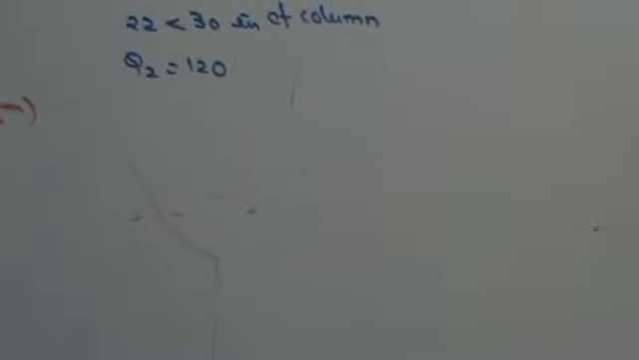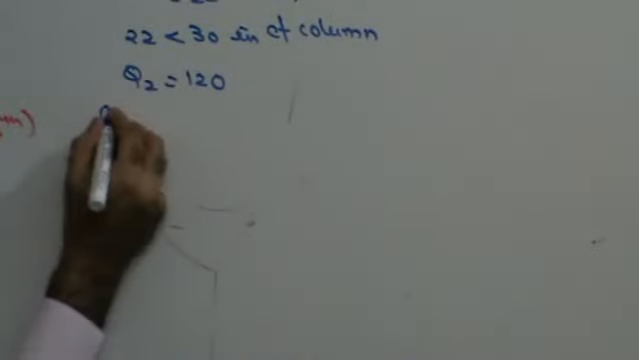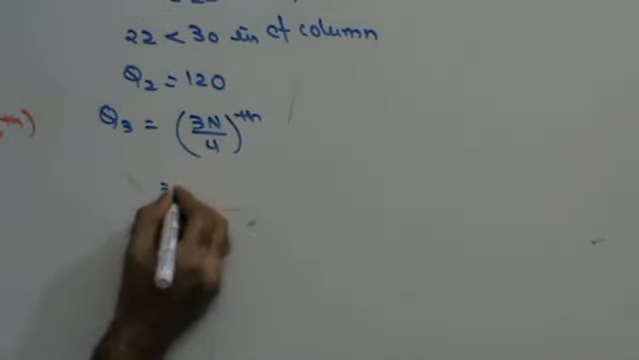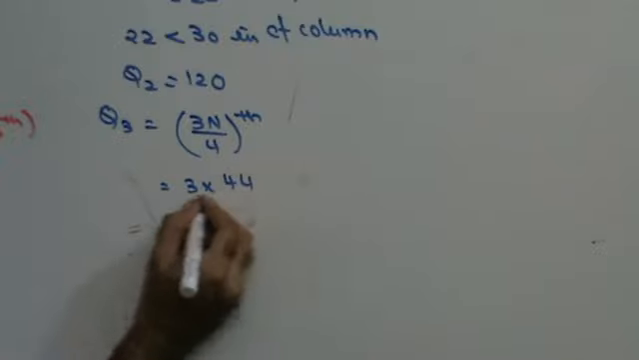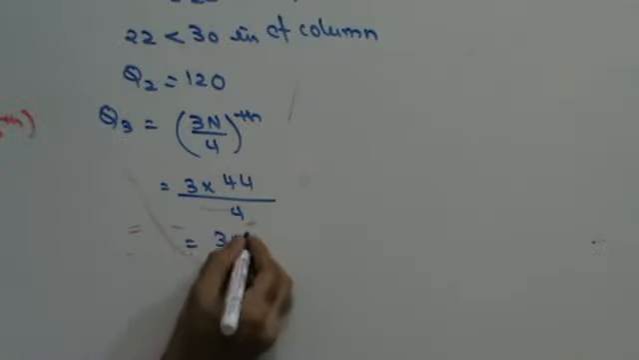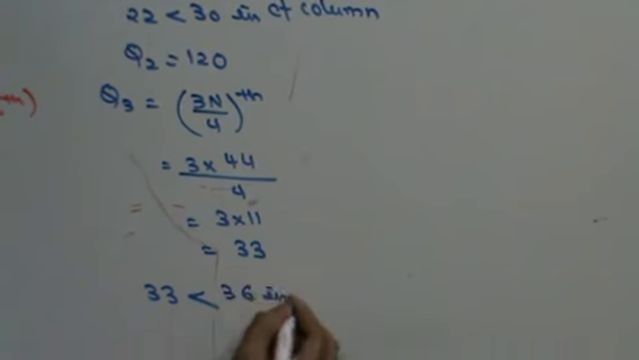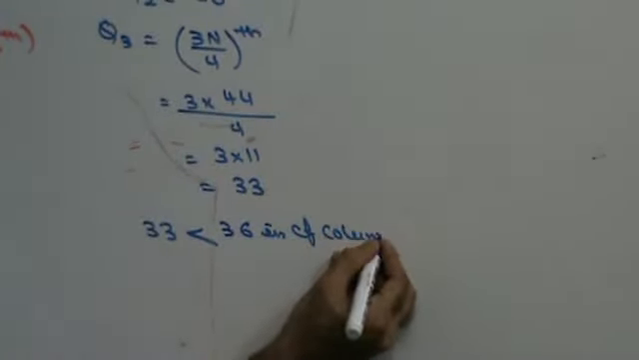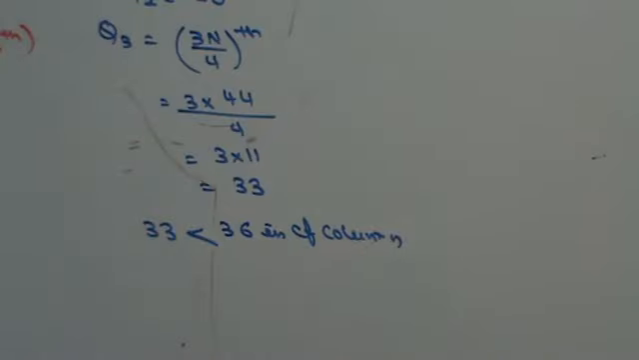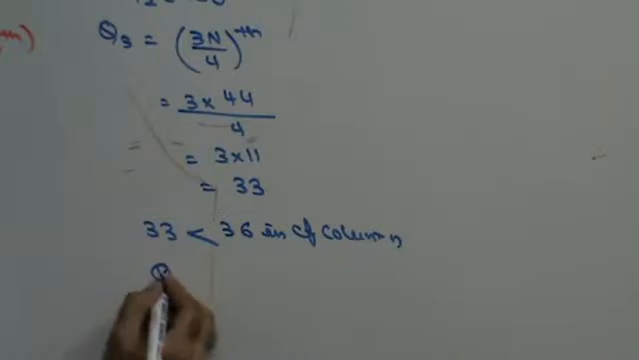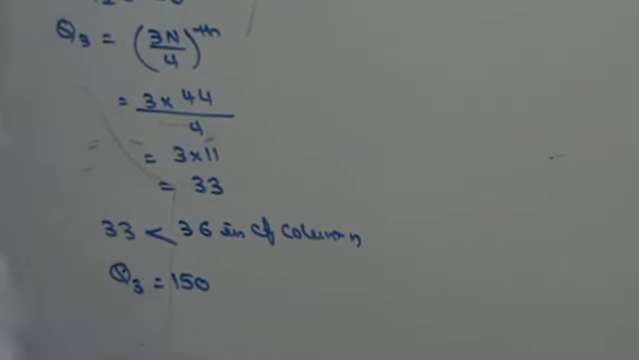Similarly, I can find Q3 also. Q3 is going to be the 3n by 4th term. So that is 3 into 44 divided by 4, 3 into 11, that is 33. Now check, 33 is less than which number in the CF? It is less than 36 in the CF column. The value of x that corresponds to 36 is 150. So I can therefore say Q3 is 150. Let's move on to the next one.